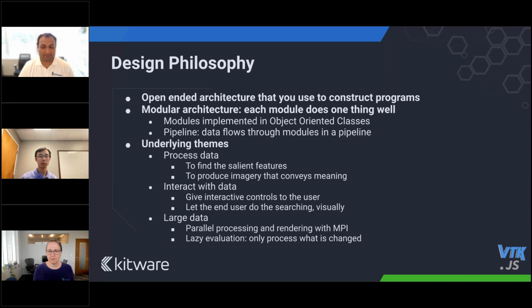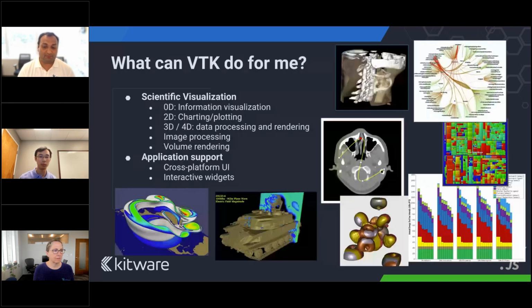So what can VTK be used for? Well, use it to show some text on screen, do some 2D charting or plotting of your data. And where VTK really shines is interactively processing and rendering 3D and 3D plus time, which is 4D data. And data could be polygonal mesh data like CAD geometries, or volumetric data like CT or MRI scans. On the application side, VTK can be integrated with various UI toolkits across different platforms. And it also provides something called interactive widgets, which allow you to manipulate the rendering on screen and provide feedback to the VTK pipeline.